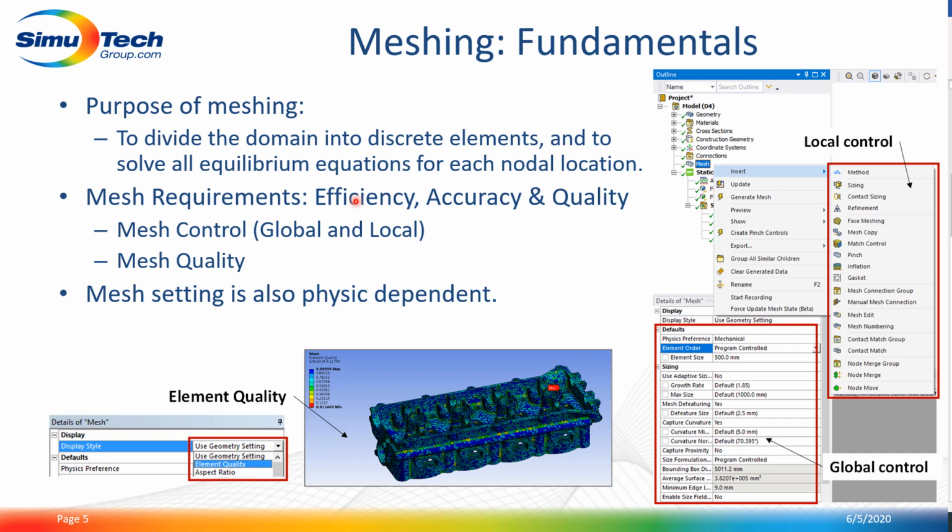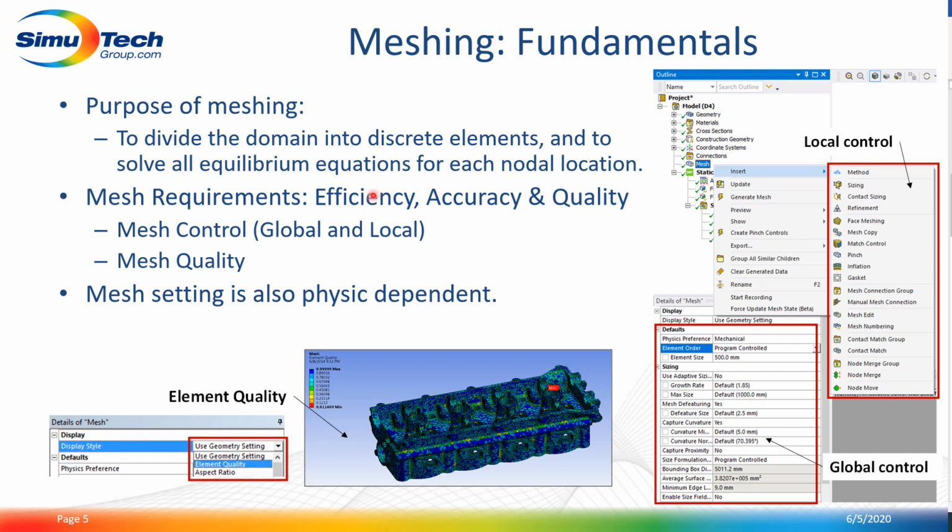As for the third requirement, the mesh quality, this one is very important because sometimes a solution may fail to converge in a nonlinear analysis due to a poor mesh quality. We can have a look at the element quality if under the details of the mesh we change the display style to element quality right here.